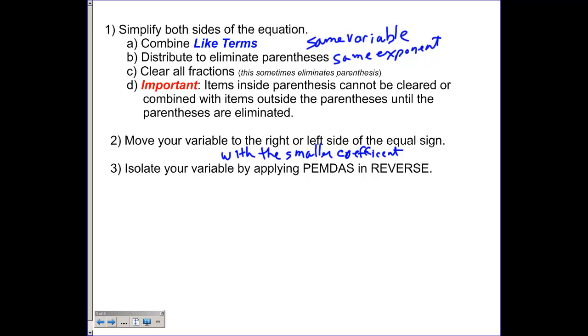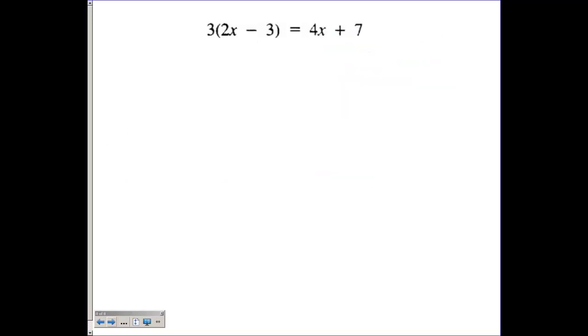And we're still going to solve by isolating the variable, and the way we're going to do that is apply PEMDAS, and here's the key point. We're doing PEMDAS in reverse. So here's our first example. Step 1, simplify both sides.